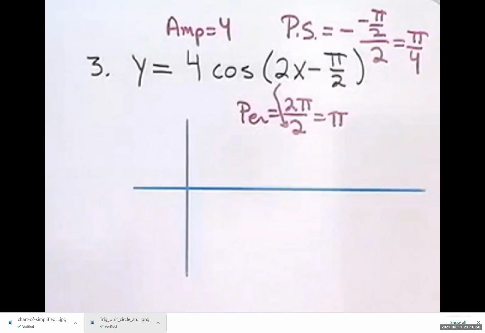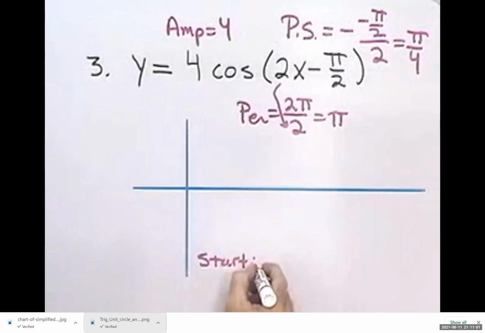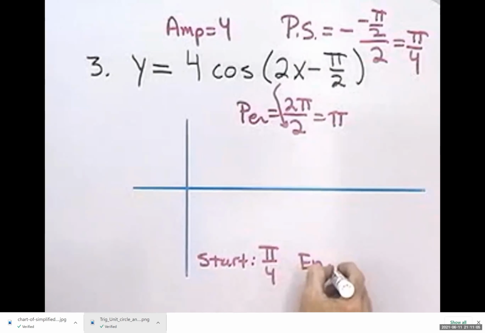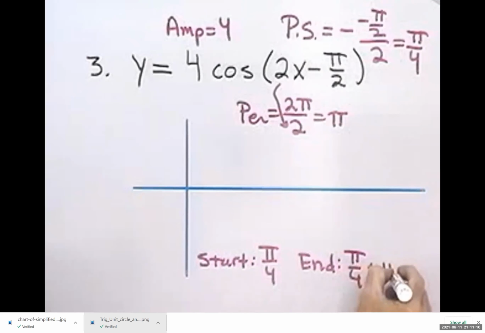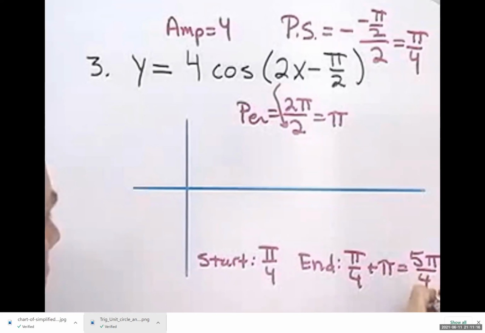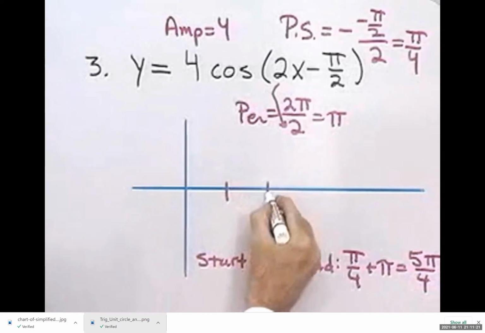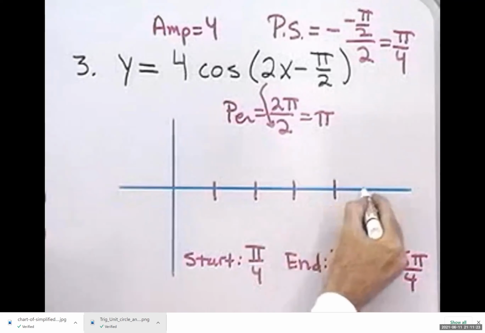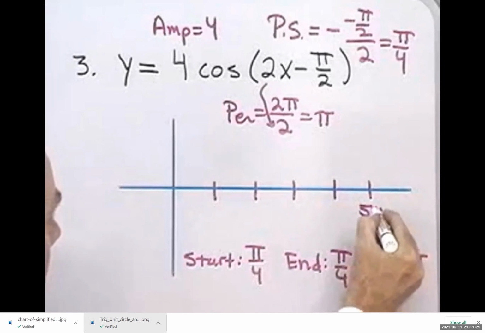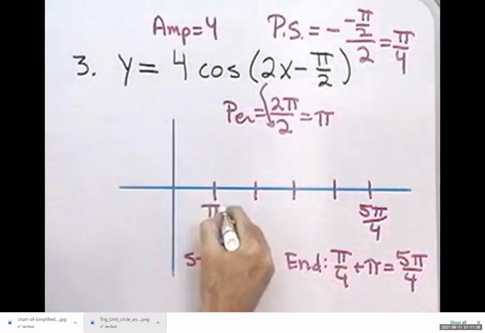So I'll put all those things together, and I'm going to say my graph will start at pi over 4. It will end pi units later at pi over 4 plus pi, which is 1 pi over 4 plus 4 pi over 4, or 5 pi over 4. So let's see, I'm going to go in units of pi over 4. So let's say 1, 2, 3, 4, 5. 5 pi over 4, 1 pi over 4.